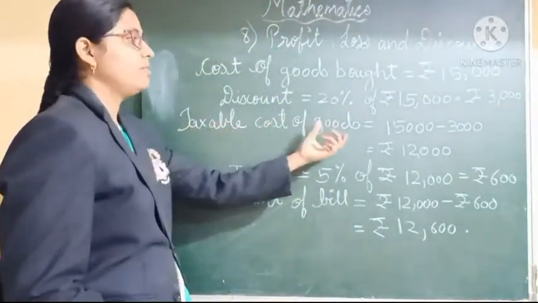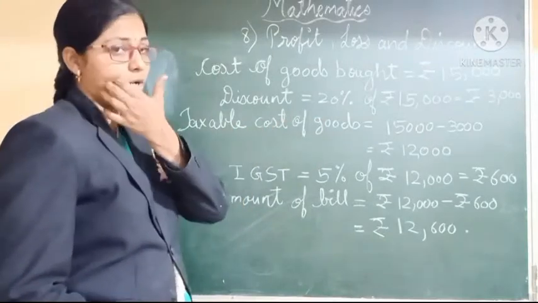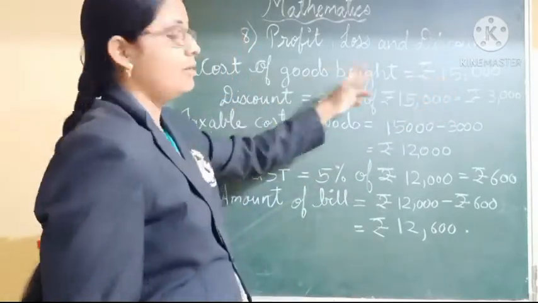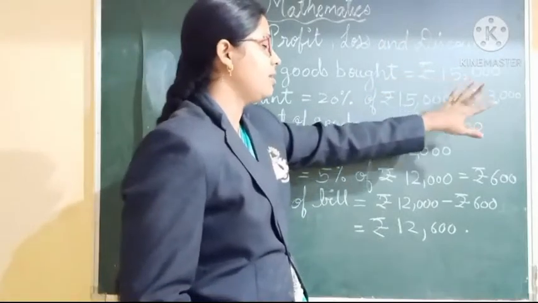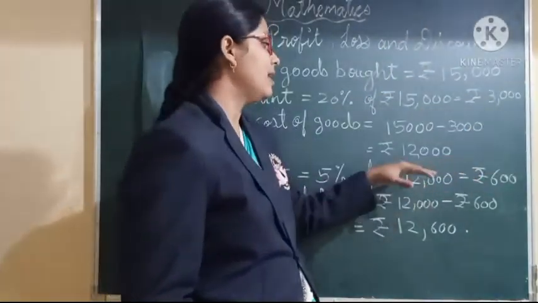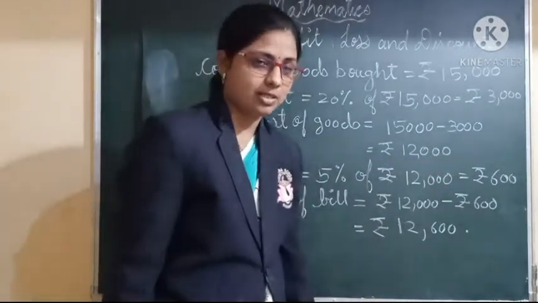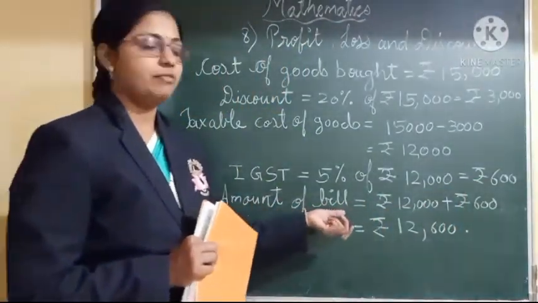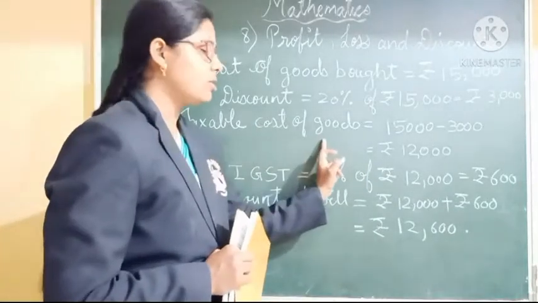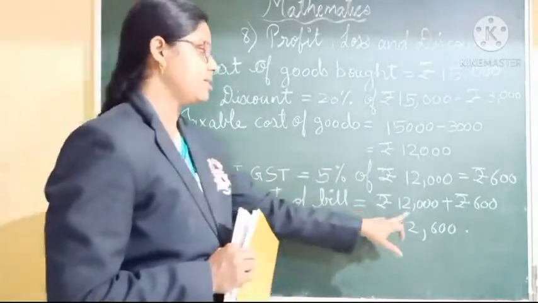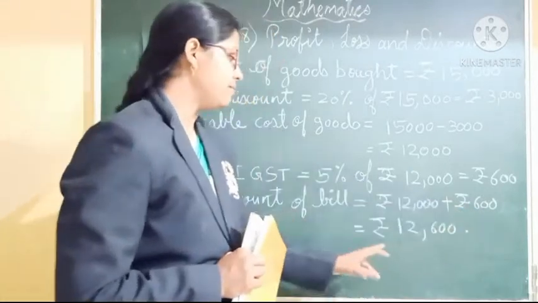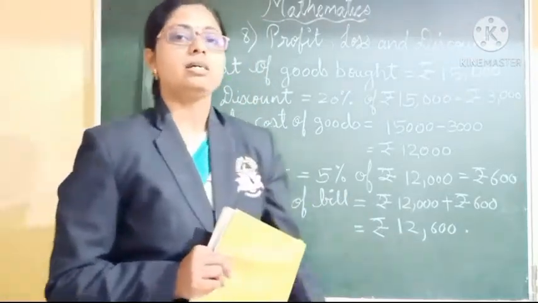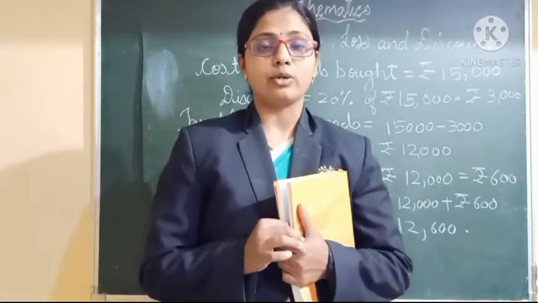Then we have to find the taxable cost of the goods. The taxable cost will be the cost of the goods bought, rupees 15,000, minus the discount we have, and then we will get the answer as 12,000 rupees. So IGST we got as rupees 600. Then the amount of bill we will find out by adding the taxable cost of goods plus IGST, that is 12,000 plus 600, and we will get the answer as 12,600.